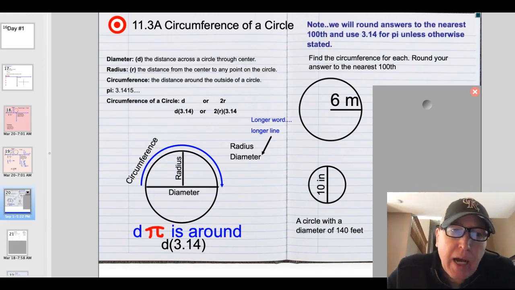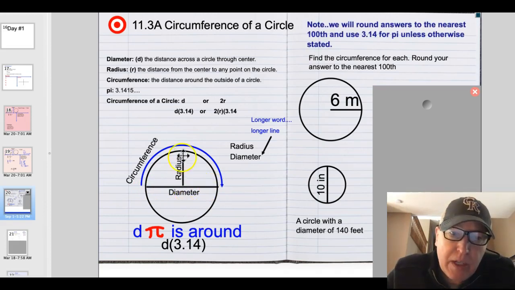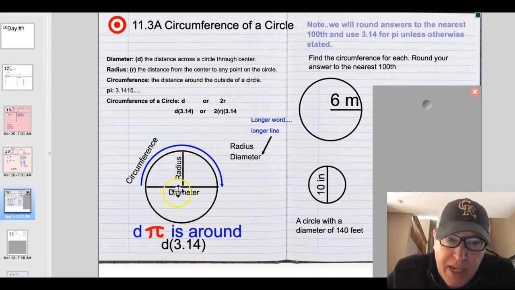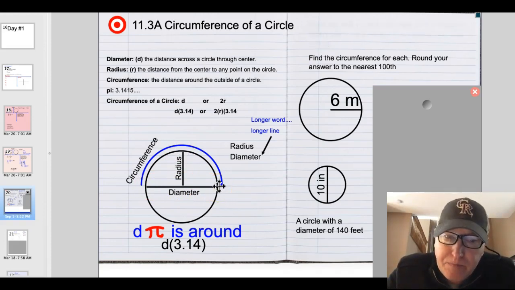All right. The diameter is the line that goes all the way across the circle, and it passes through the center of the circle. It's exactly twice as long as the radius. So if this radius is 4, the diameter is going to be 8. If the radius is 10, the diameter is going to be 20. You need to know the difference between the radius and the diameter.